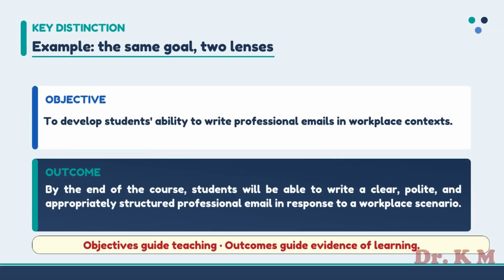For example, objective: to develop students' ability to write professional emails in workplace contexts. Outcome: by the end of the course, students will be able to write a clear, polite, and appropriately structured professional email in response to a workplace scenario. So, objectives guide teaching, while outcomes guide evidence of learning.